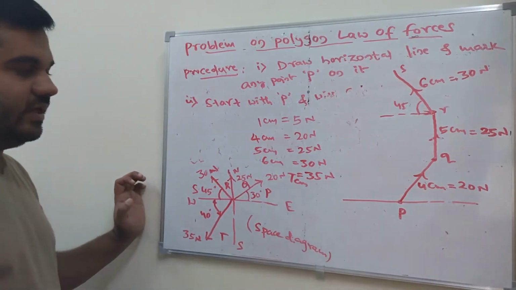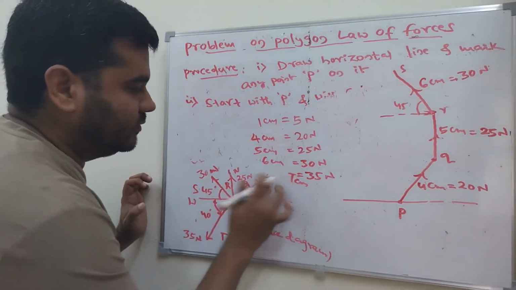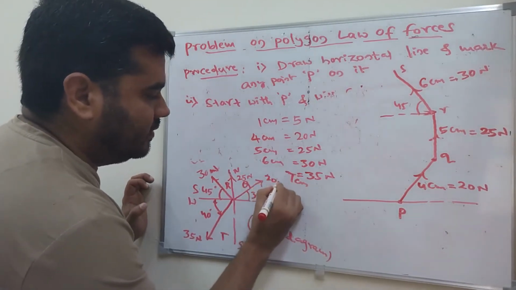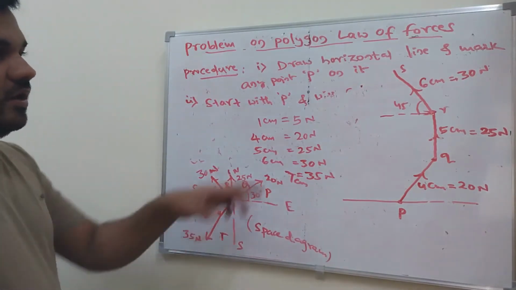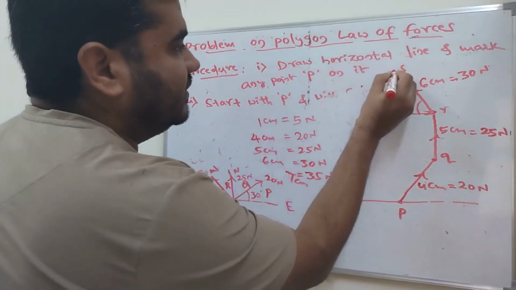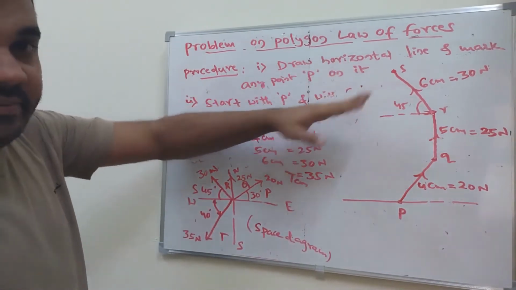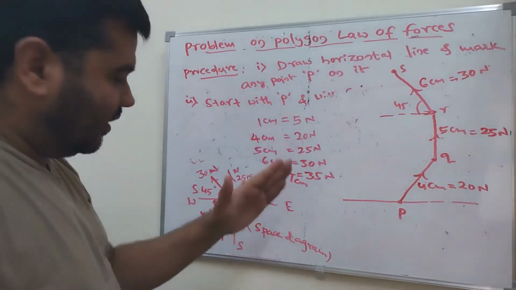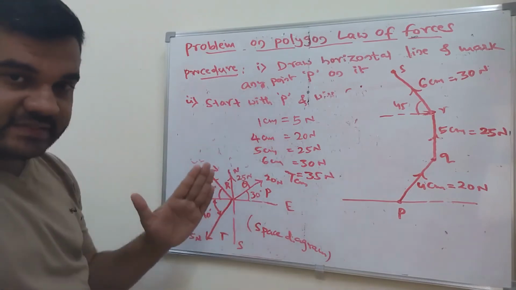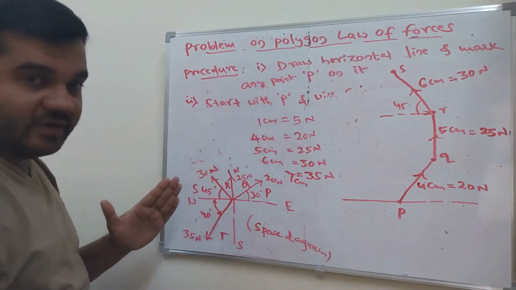7 centimeter. Okay, it is 7 centimeter. Now start with the S point. This is the S point of the polygon. Take 7 centimeter as the scale. And how is the direction of the fourth force? Like this. With respect to horizontal, it is 40.